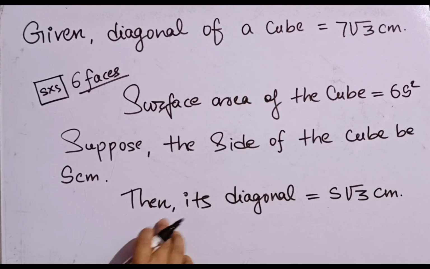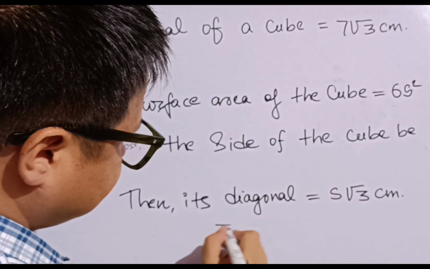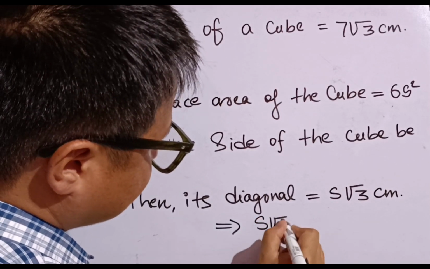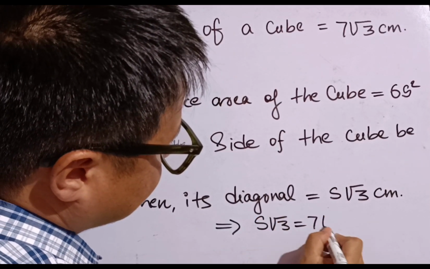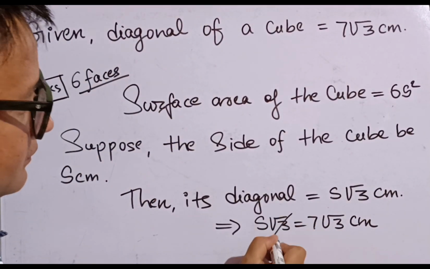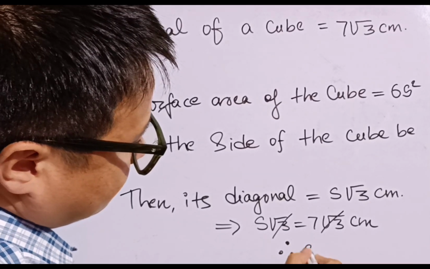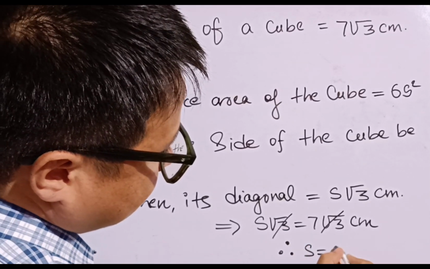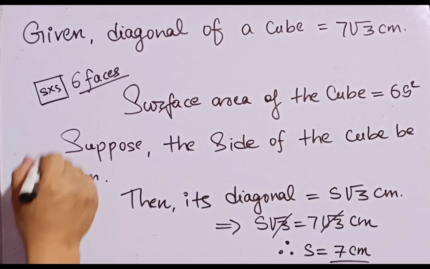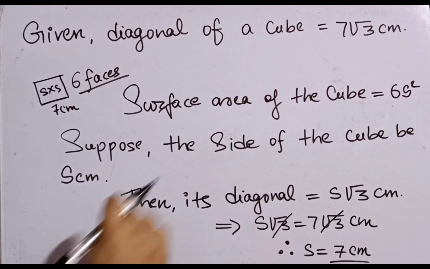And here its diagonal is s root 3 centimeter, which is equal to 7 root 3 centimeter. Now we can write s into root 3 is equal to 7 into root 3 centimeter. Now we can cancel root 3 with root 3 on both sides. Then we get s is equal to 7 centimeter. Now the side of the cube is 7 centimeter. Side of each face is 7 centimeter.